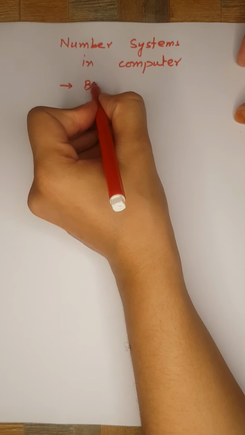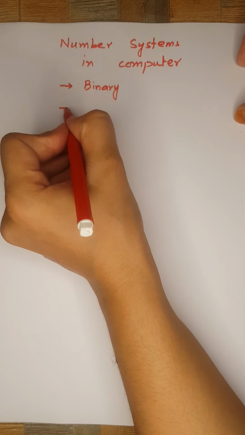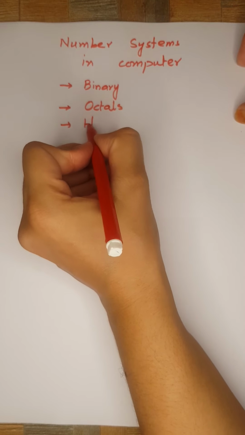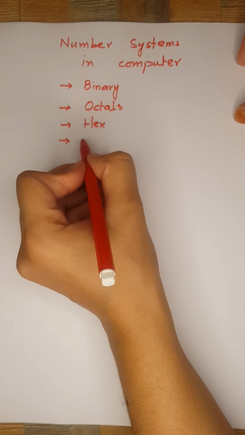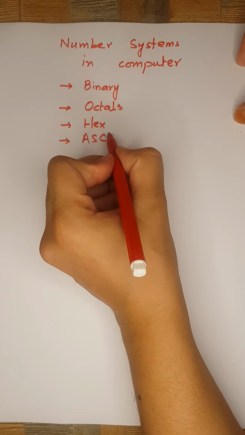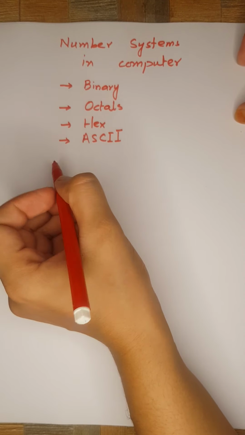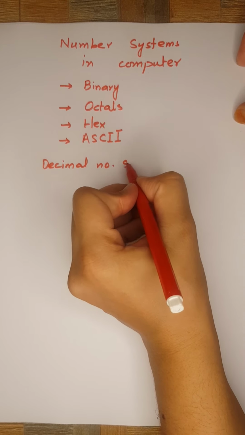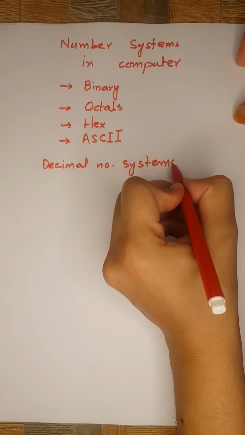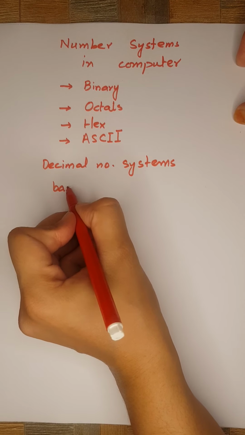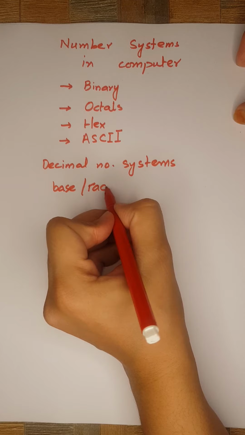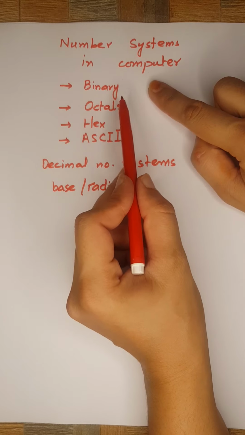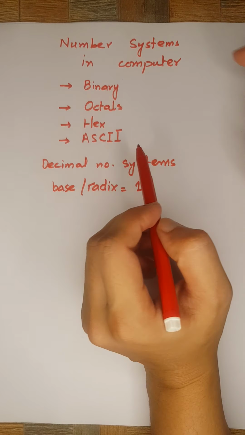The most familiar ones are the binary numbers, others are octals, hex numbers, and then we have ASCII characters. The decimal number system has the base, or the radix, 10. These different numbers have different applications in computer systems.